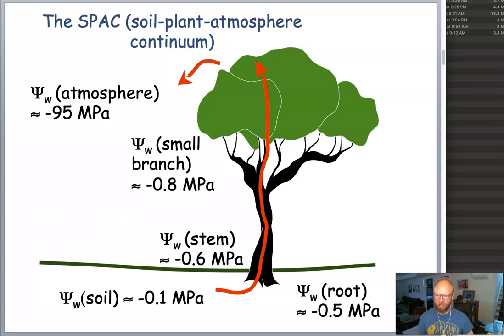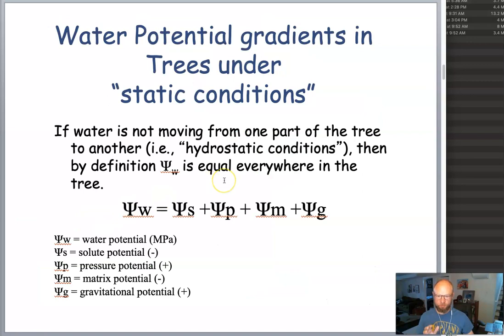Let's talk about the water potential and what goes into the water potential here. So water potential gradients in trees under static conditions is what we're going to talk about first. Hydrostatic conditions means that the water potentials within the plant are uniform, and so there's no movement of water. So we would think of this happening at night. And this is an equation to estimate water potential, and it really just tells us what factors contribute to water potential. The subscripts might be a little different from the book. There's really no great consistent way of indicating these things, so I apologize.